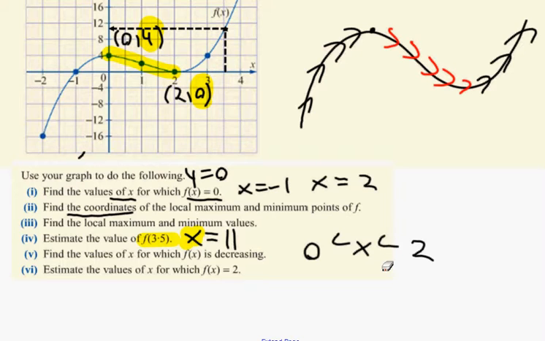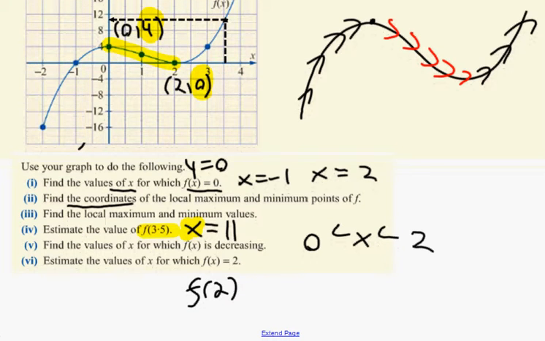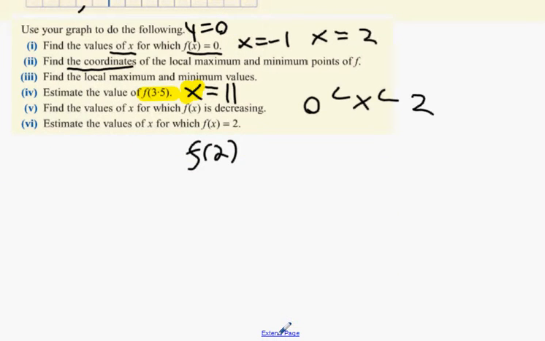Estimate the values of x for which f of x equals 2. What's the difference between f of x equals 2 and f of 2? Anybody know the difference? The top one is y equals 2. Find the x value. The second one is x equals 2. Find the y value. Okay? So, if you know the number that's in here, it's find the y value. If you don't know the number that's in there, it's find the x value. Okay? So, it doesn't tell us what's there. It just tells us x is there. That's not a specific number.